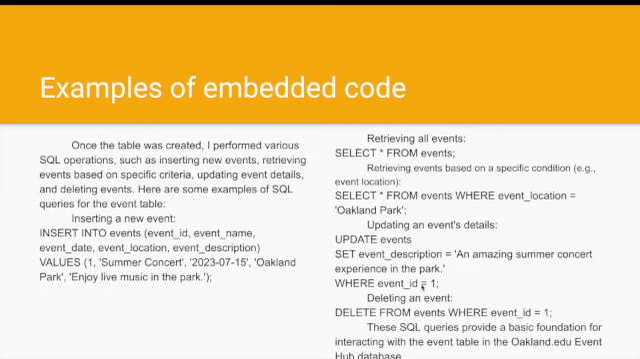Of course, the where stayed the same, but deleting an event, so if the event eventually gets canceled or whatever can happen. So basically, the embedded code is just delete from events where event ID, and that's where we'd be able to delete the event if needed. These SQL queries provide a basic foundation for integrating with the events table and the Oakland.edu Event Hub database, of course. Thank you for your time.